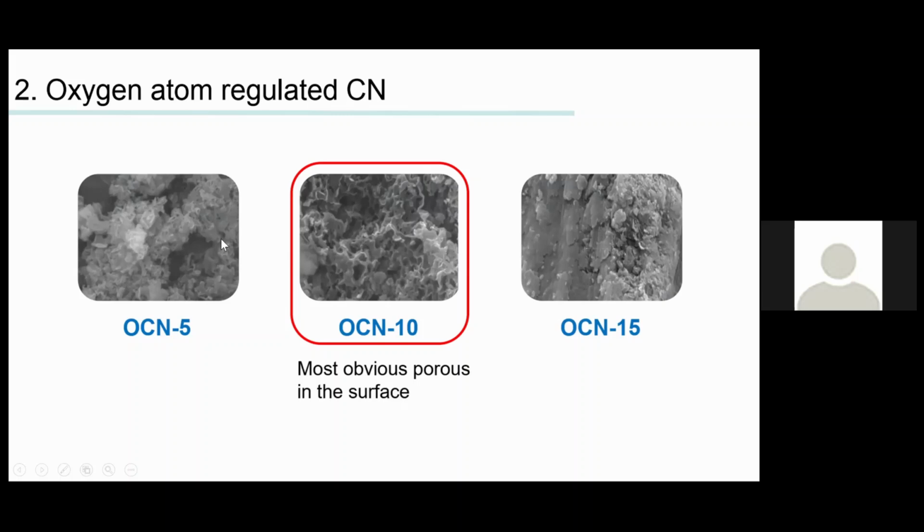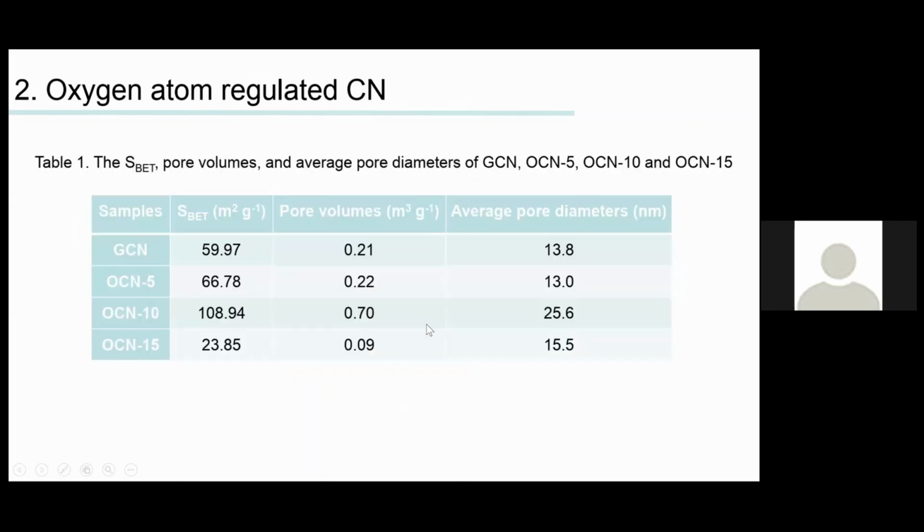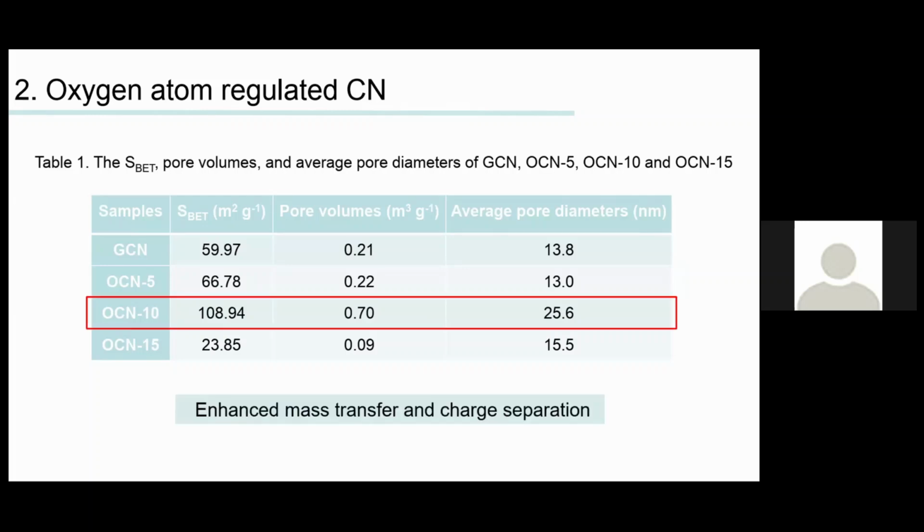A relatively low concentration of nitric acid is hardly enough to alter the surface of polymeric carbon nitride, just like OCN5. Also, over-rich nitric acid may corrode the existing surface hollows and further form a coated magma-shaped bulk. Correspondingly, the BET specific surface area, pore volumes, and average pore diameters of OCN10 surpass those of the other 3 carbon nitride catalysts, which enhance the mass transfer and charge separation.